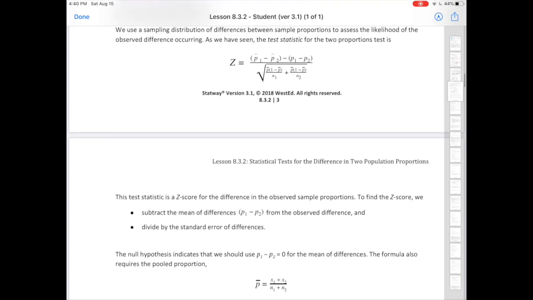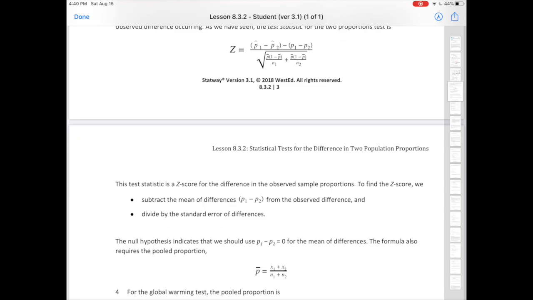The null hypothesis indicates that we should use P1 minus P2 equals 0 for the mean of differences, and the formula also requires the pooled proportion. P bar equals x1 plus x2 divided by n1 plus n2. Remember, you add the total successes, okay? So let me remind you guys that therefore, this is going to end up being the total successes divided by the total sample size.